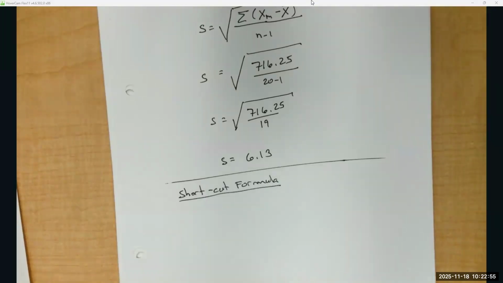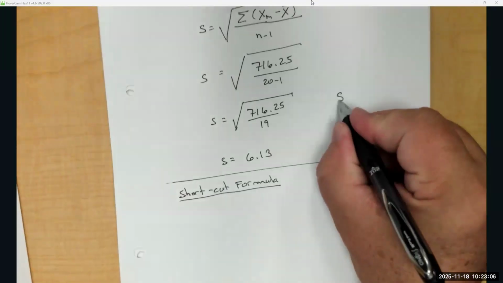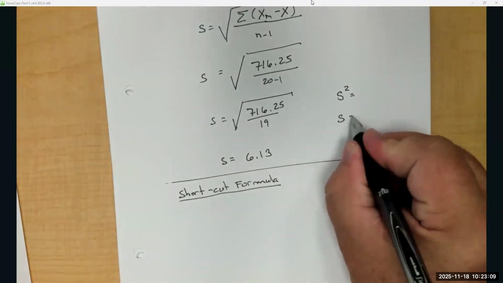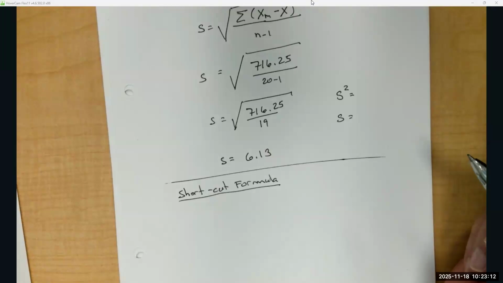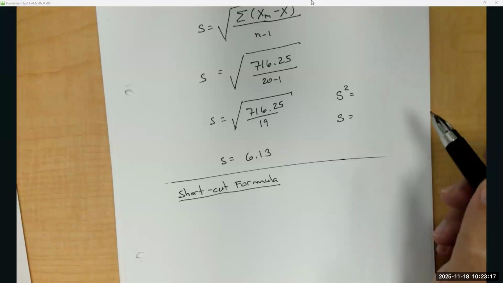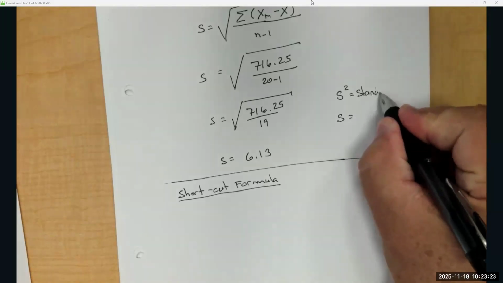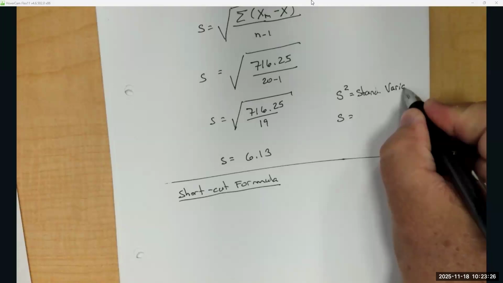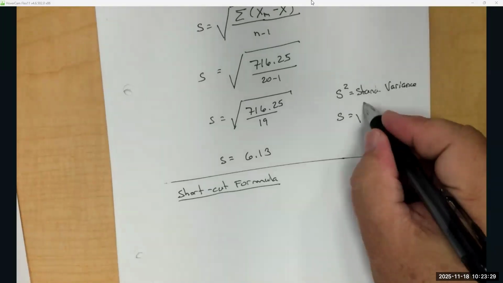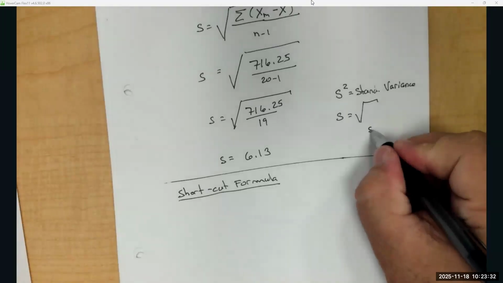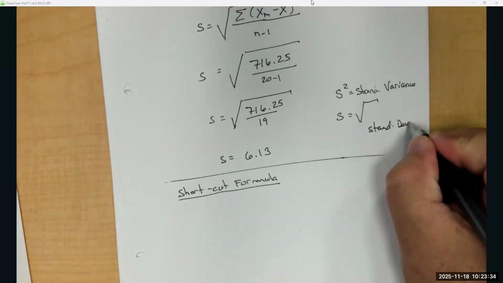So what's the difference between a variance and deviation, formula-wise? So S squared is what? Yes, this is the standard variance. And when you square root it, it becomes the standard deviation.